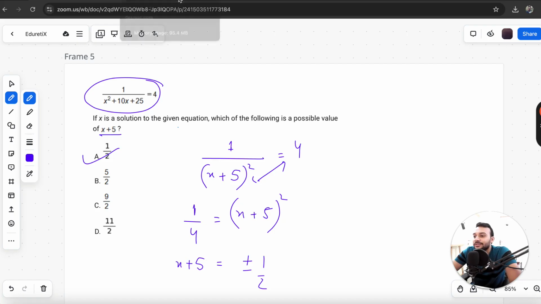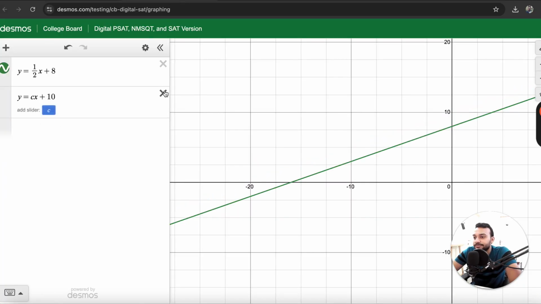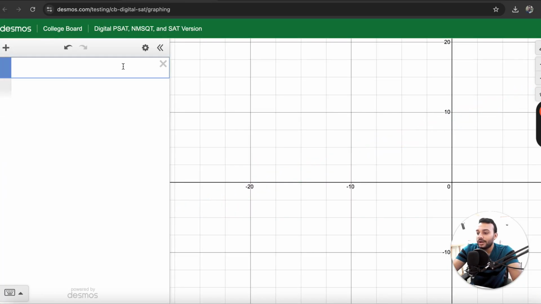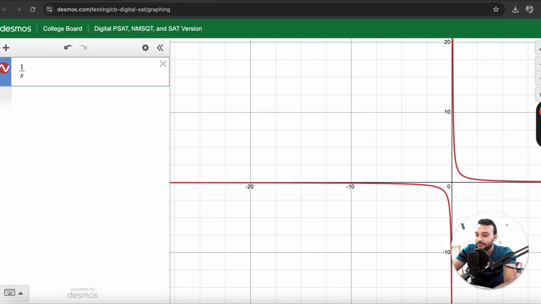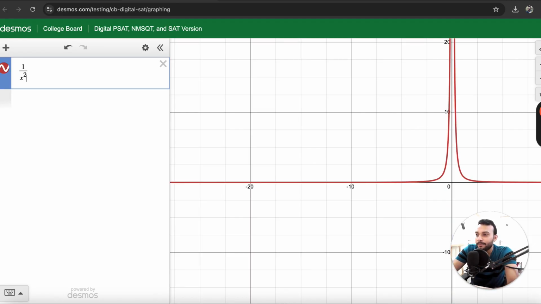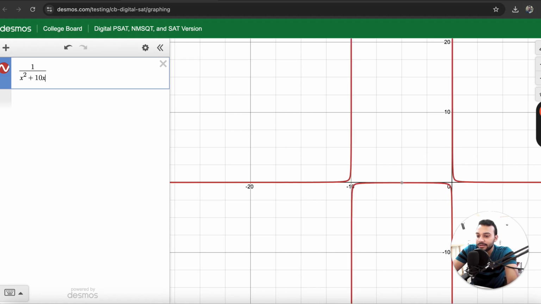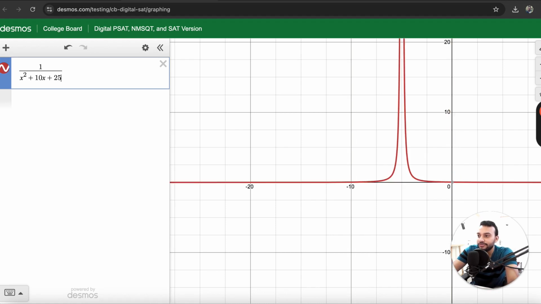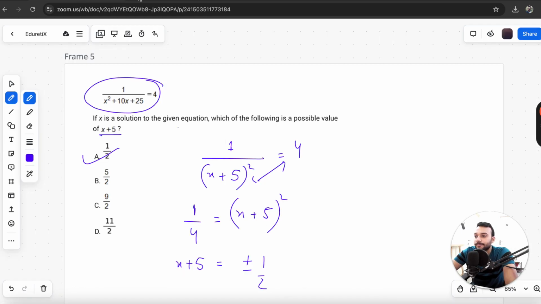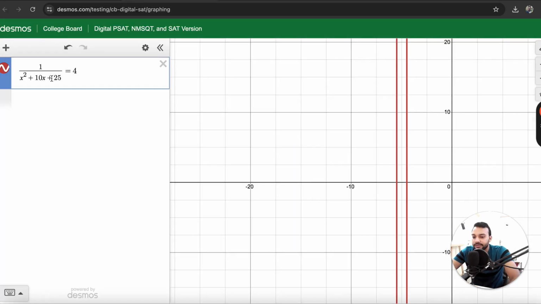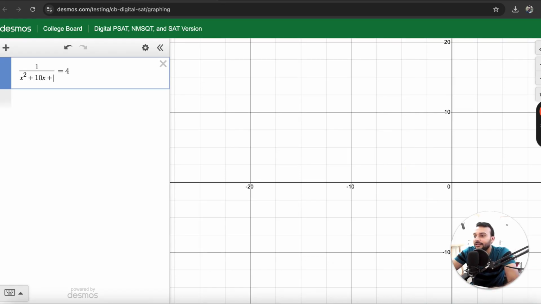1 upon x squared plus 10x plus 25 is equal to 4. So just to clarify here, if you want to write everything in the denominator, just don't press the right hand side key. Like keep writing. For example, I can show you again.